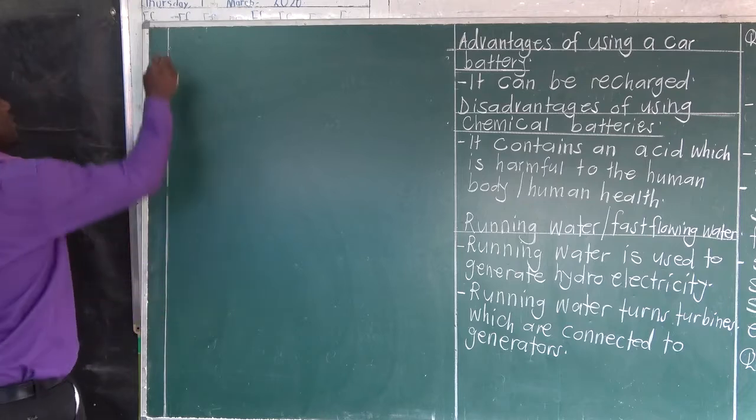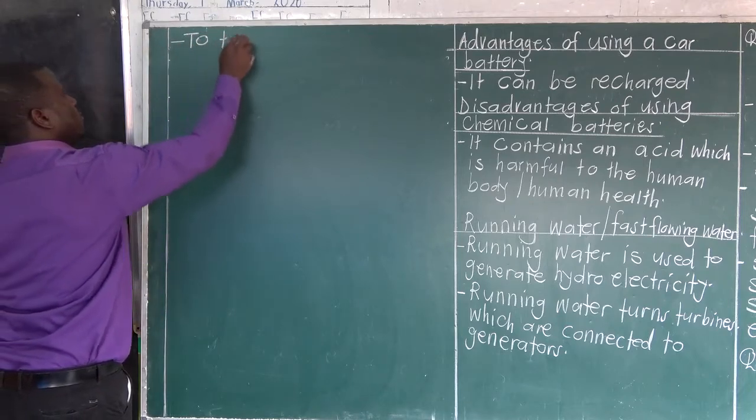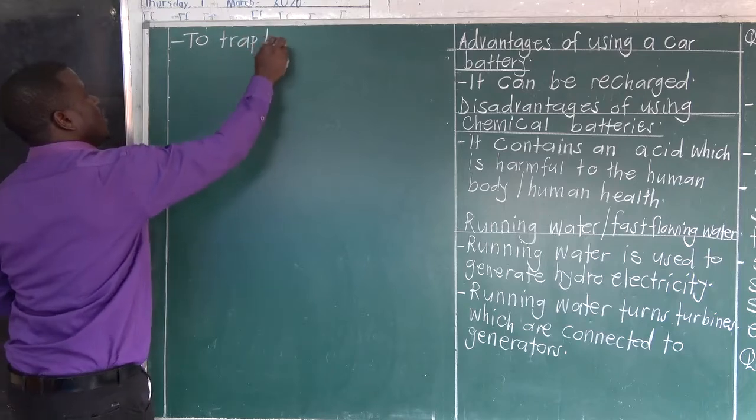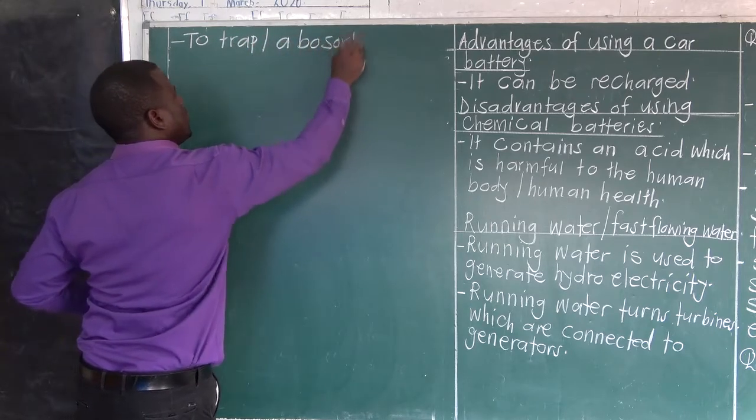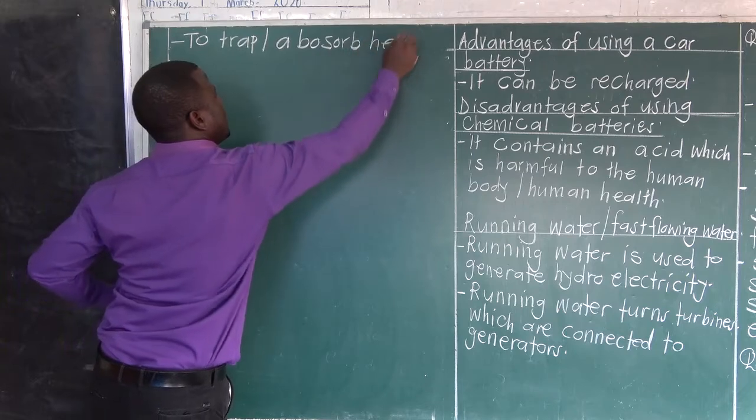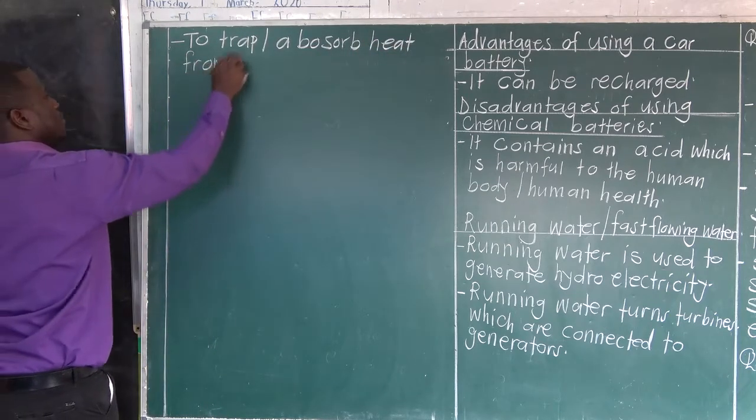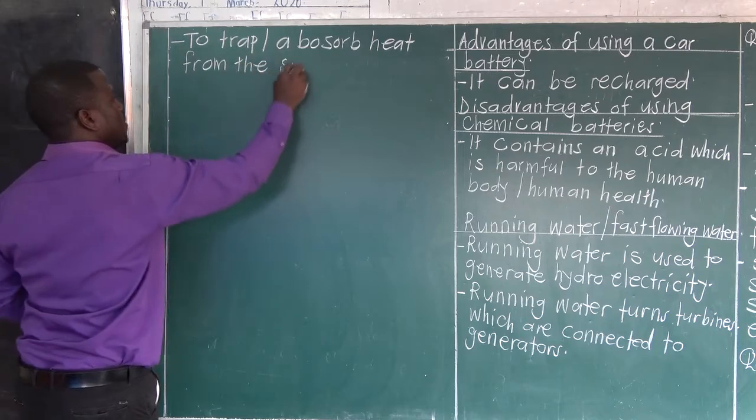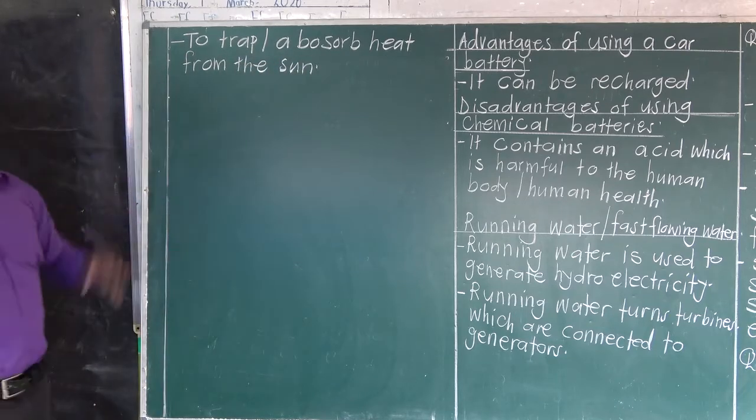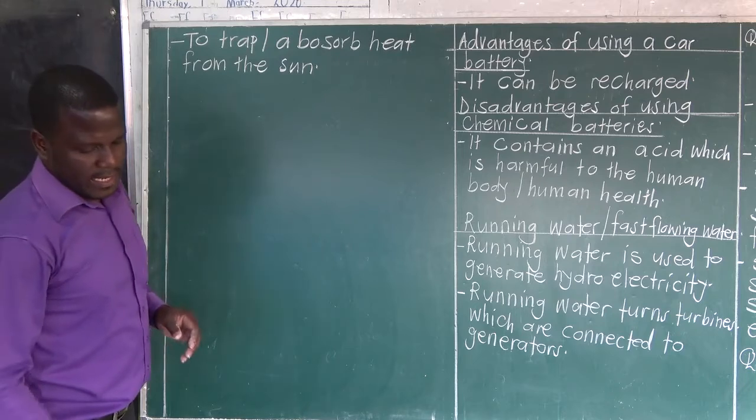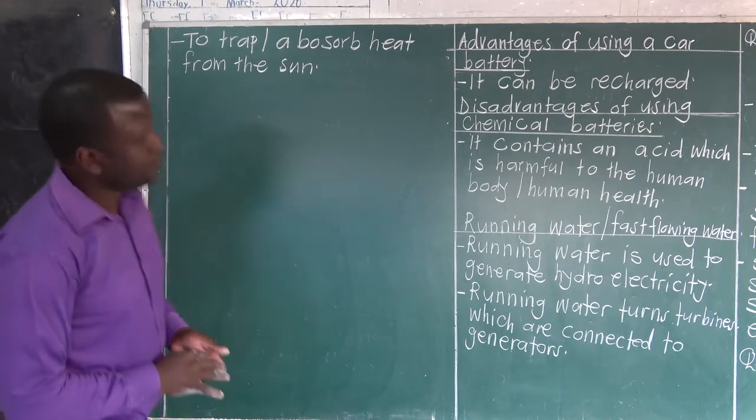So we shall say to trap or absorb heat from the sun. That's why they are painted with dark colors to absorb heat from the sun.